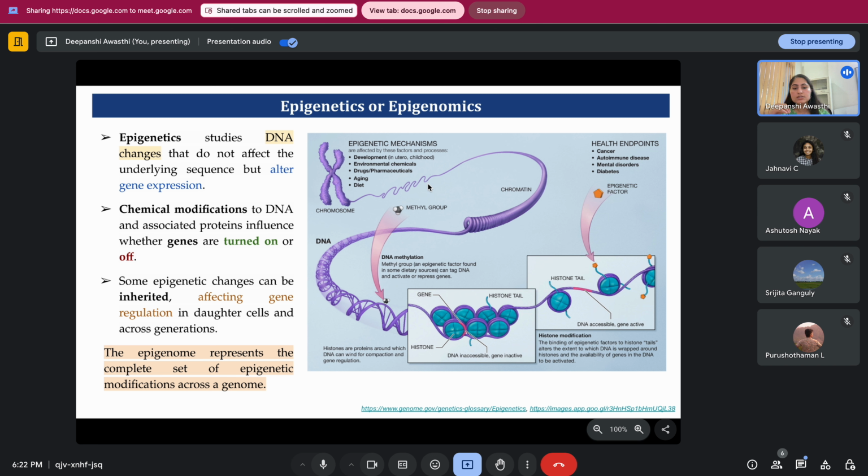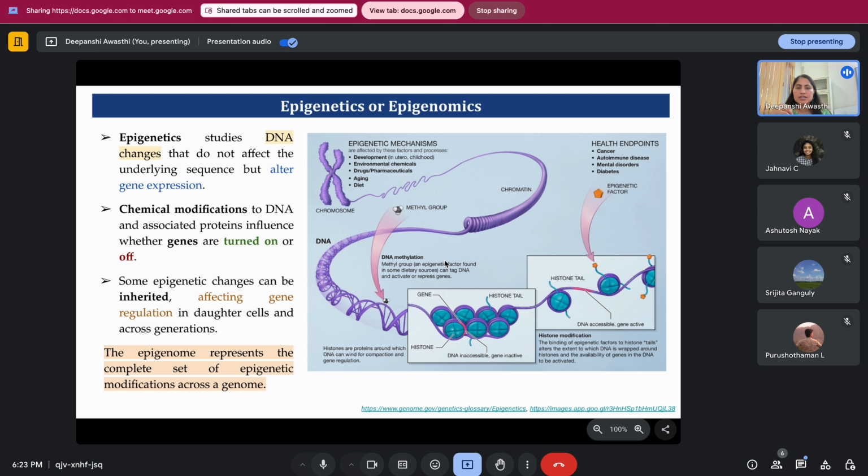Then drugs and pharmaceuticals, so there are certain drugs which will also affect your gene expression. Then aging will also affect, because younger people or children have better immunity as compared to older people. This is because as the cells age, they lose their capability of replication and cell repair. Then diet will also influence the gene expression. And if we look at the health endpoints, the health reasons that could influence the gene expression are cancer, autoimmune diseases, mental disorders, and diabetes.